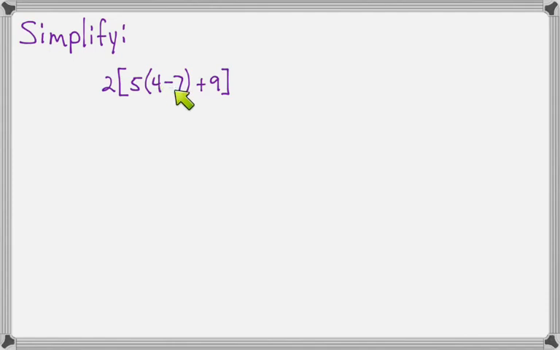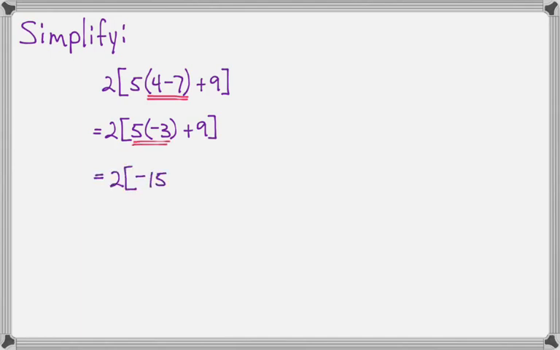4 minus 7 will be negative 3. So notice I underlined the 4 minus 7, and then on the next line I show the result of 4 minus 7. But I've still got parentheses because it's a negative number, so it didn't seem appropriate to use the dot. But now I need to work this multiplication because multiplication takes priority over addition. So now let's multiply 5 times negative 3, and we'll get negative 15. And so I've copied everything just the same except I worked out 5 times negative 3.